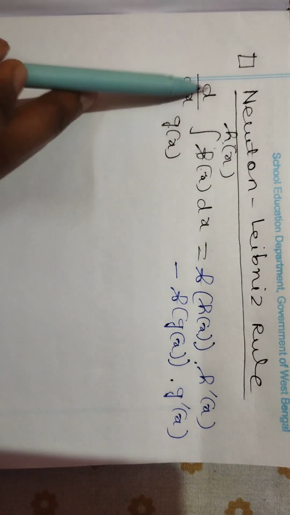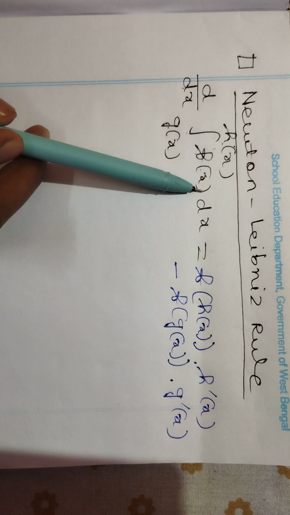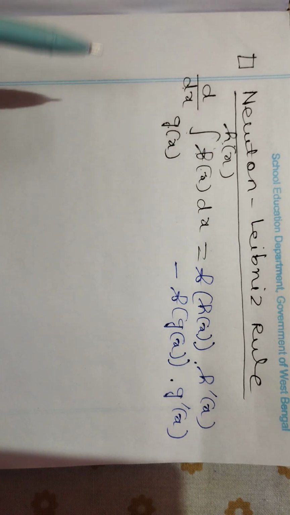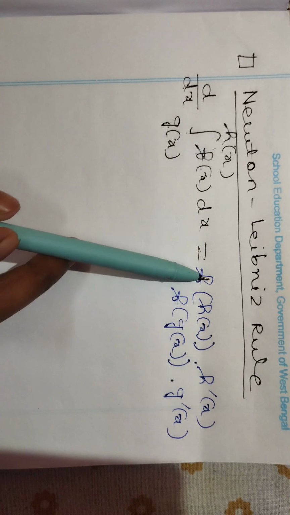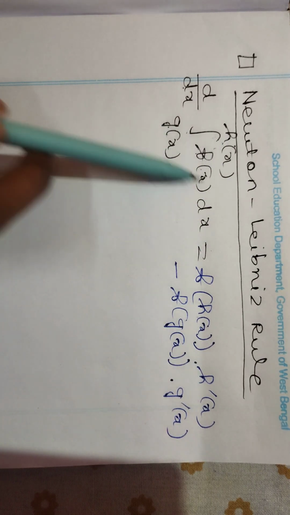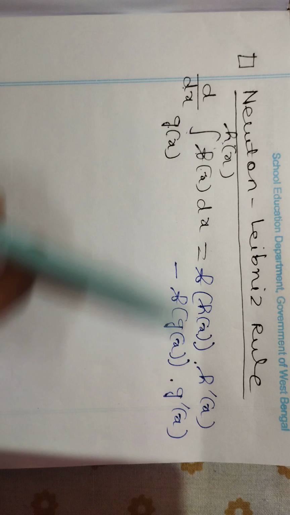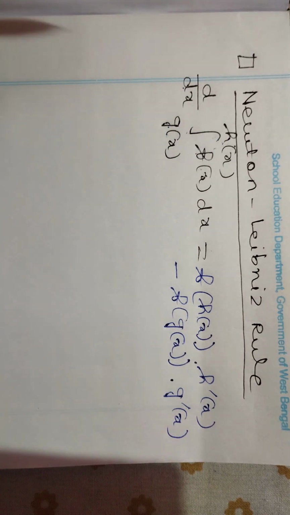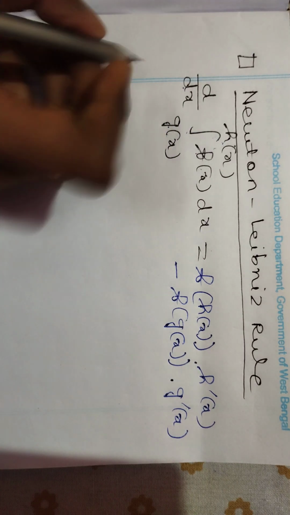So whenever we have to differentiate an integral whose upper and lower limits are also functions of x, then just put the upper limit and the derivative of the upper limit, minus just put the lower limit, composition of function, into the derivative of the lower limit. So let us take one example question.